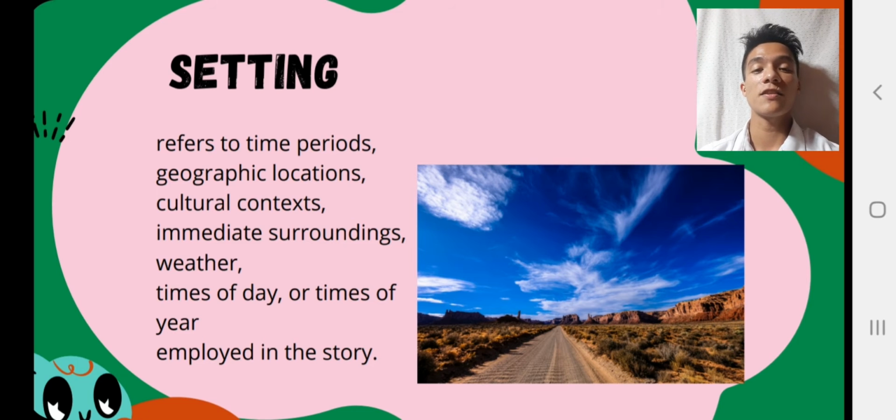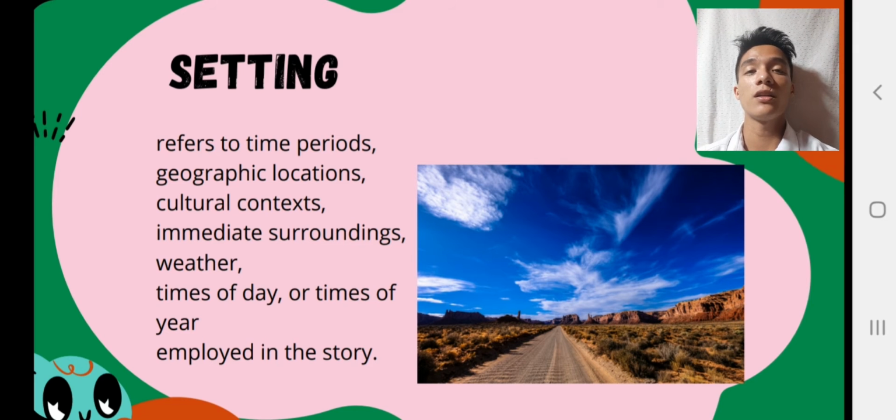Next is setting. Setting refers to the period, geographic location, cultural context, immediate surroundings, weather, times of day, and times of year employed in the story. A setting can be used to create a mood, as an integral part of the plot, to bring out certain aspects of the characters, and can also be used figuratively.